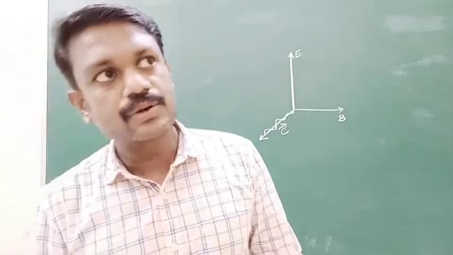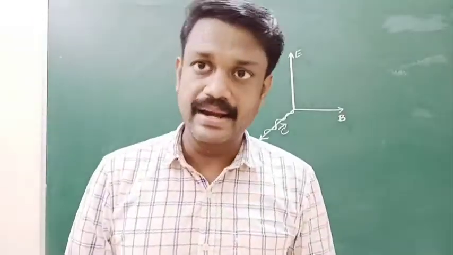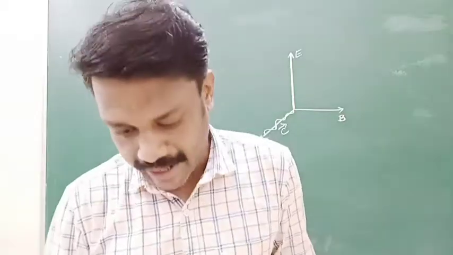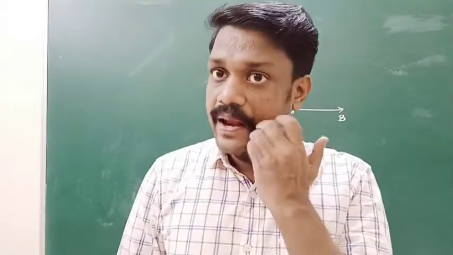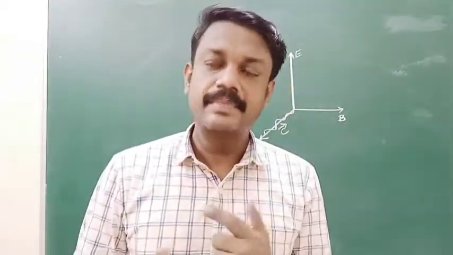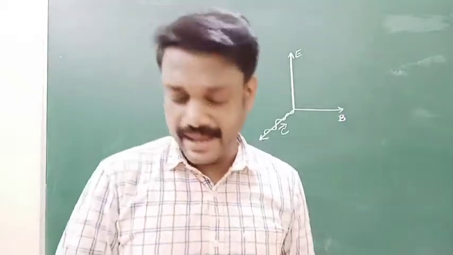Then the direction of variation of electric field and magnetic field is perpendicular to the direction of propagation, and electric field and magnetic field are varying simultaneously with respect to perpendicular directions.